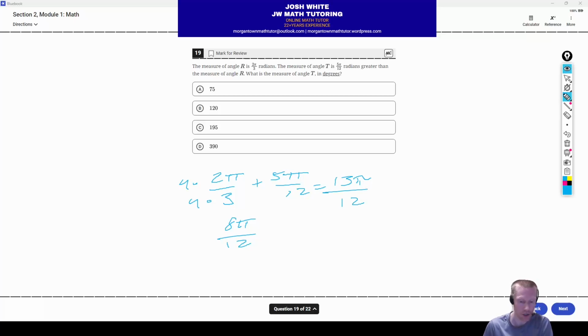Then to convert that to degrees, you can go ahead and multiply by the conversion factor, which is 180 degrees equals pi radians. So we can cancel out the pi's, and then 13 over 12, 12 goes into 180 15 times, and 13 times 15 comes out to 195. So the correct answer is letter C, 195 degrees. But again, all this work could be done straight in Desmos: 2 pi over 3 plus 5 pi over 12, times 180 over pi, and it will give you 195.